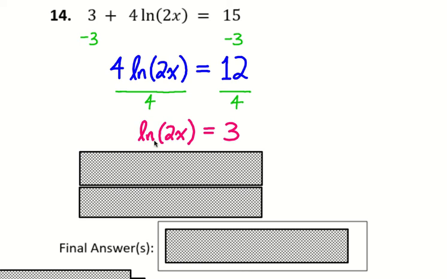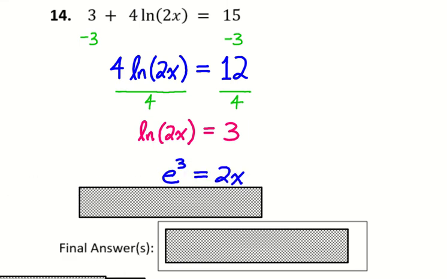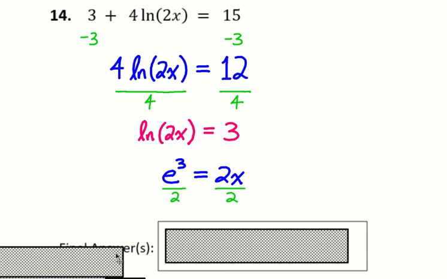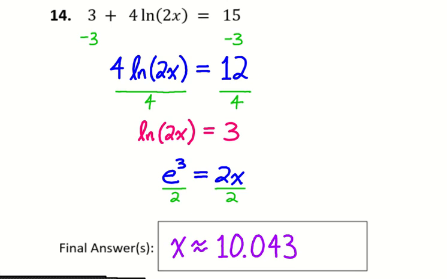What's the base? The base is, of course, e. So e to the third power equals 2x. That's the money step. And now we just have to divide both sides by 2. Remember, the ultimate goal is to solve for x, get x by itself. This would be an exact answer, but the name of the game here is to approximate. So go in your calculator and do e to the third power divided by 2, and that's what you should get.